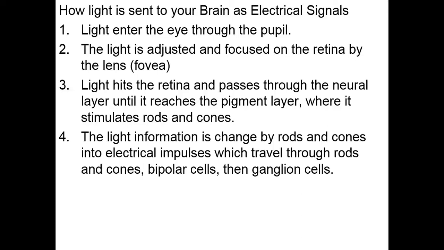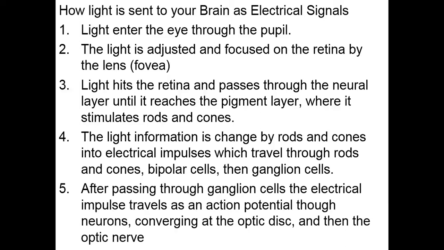The light information that has now been received into the rods or cones is changed into electrical impulses or action potentials that are going to travel through the rods and cones, followed by the bipolar cells, followed by the ganglion cells, until they end up in the nerve fibers. Once they're in the nerve fibers, every nerve fiber then converges onto one spot called the optic disc, and all of those neurons and nerve fibers turn into the optic nerve. You actually have two optic nerves. This should seem obvious because you have two eyes, unless of course you're missing an eye.